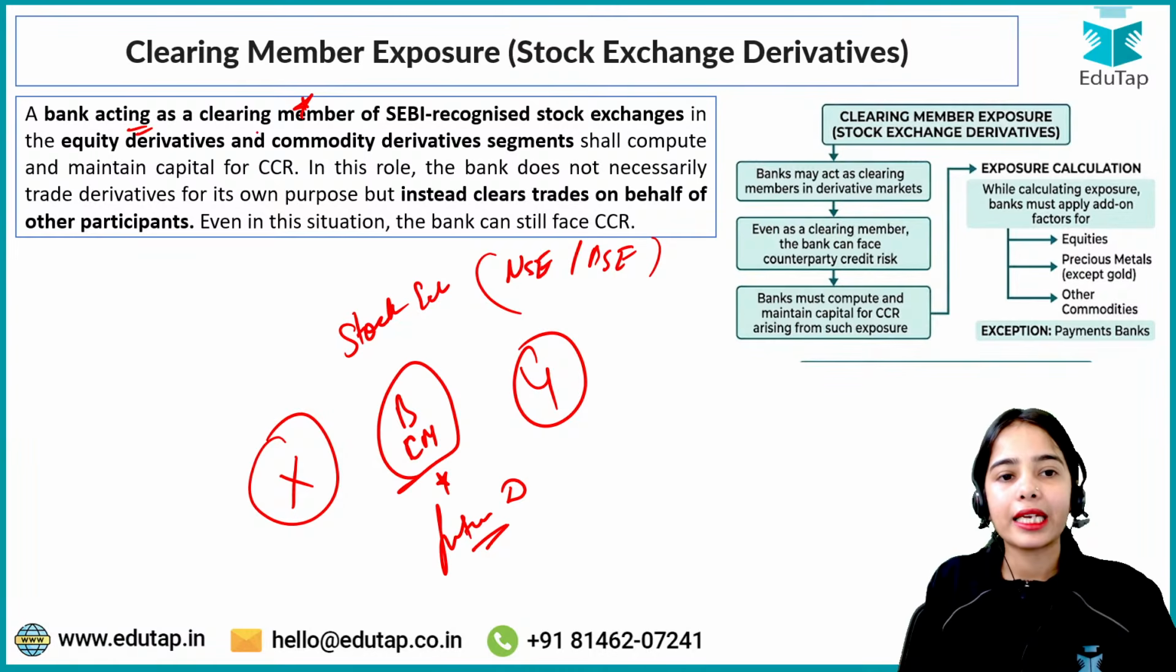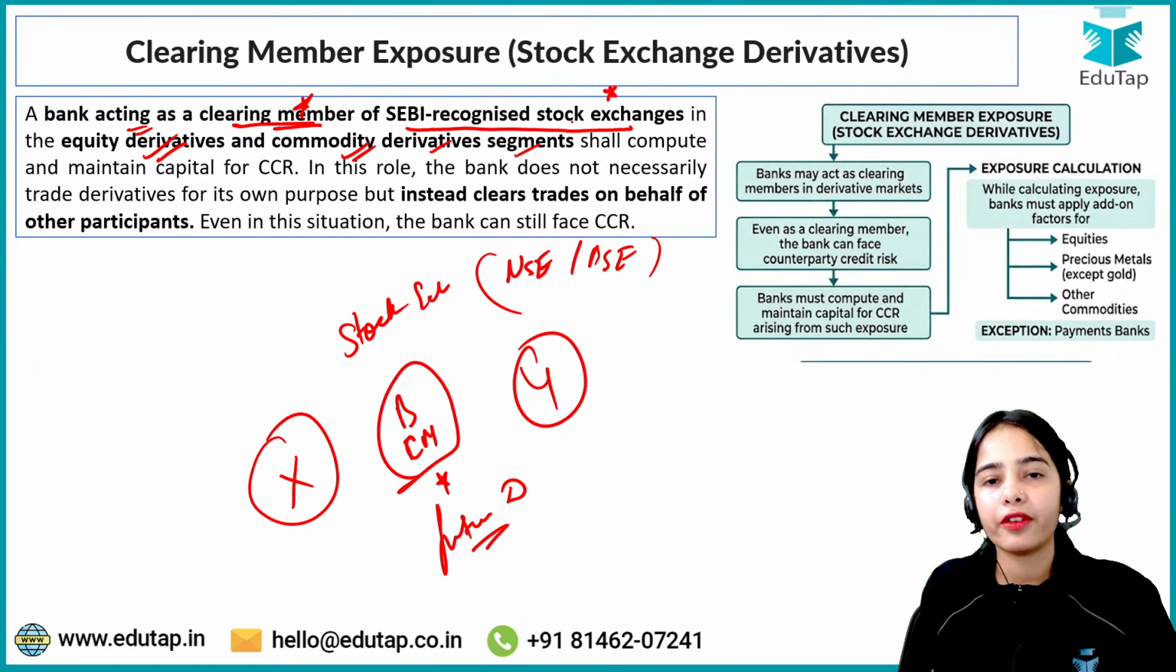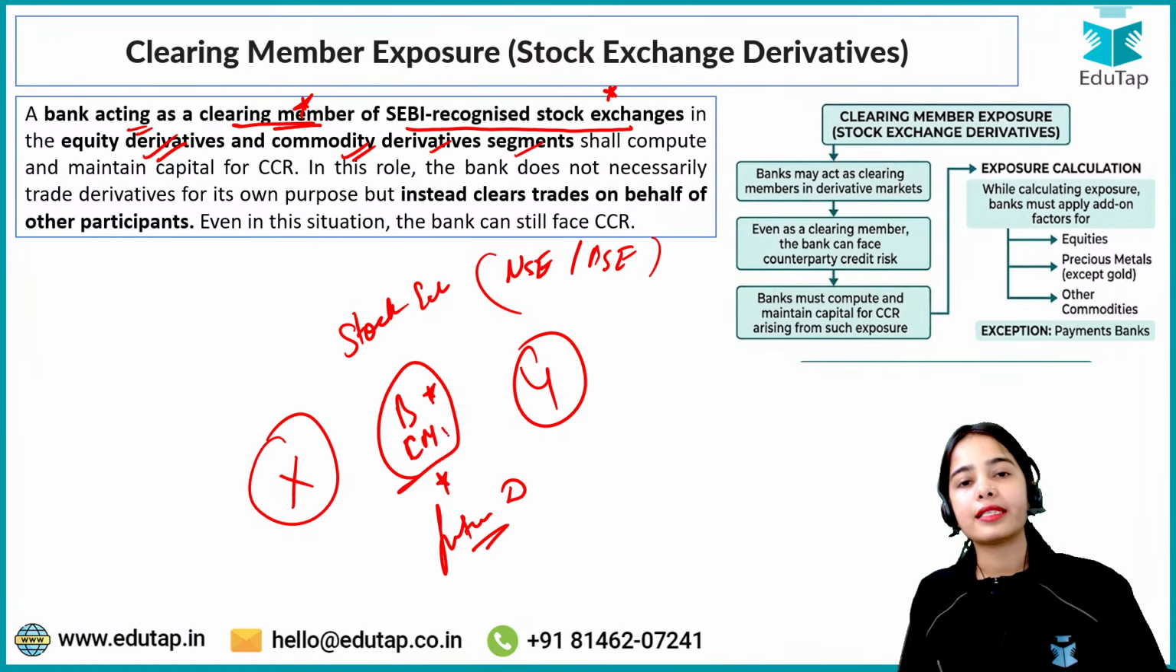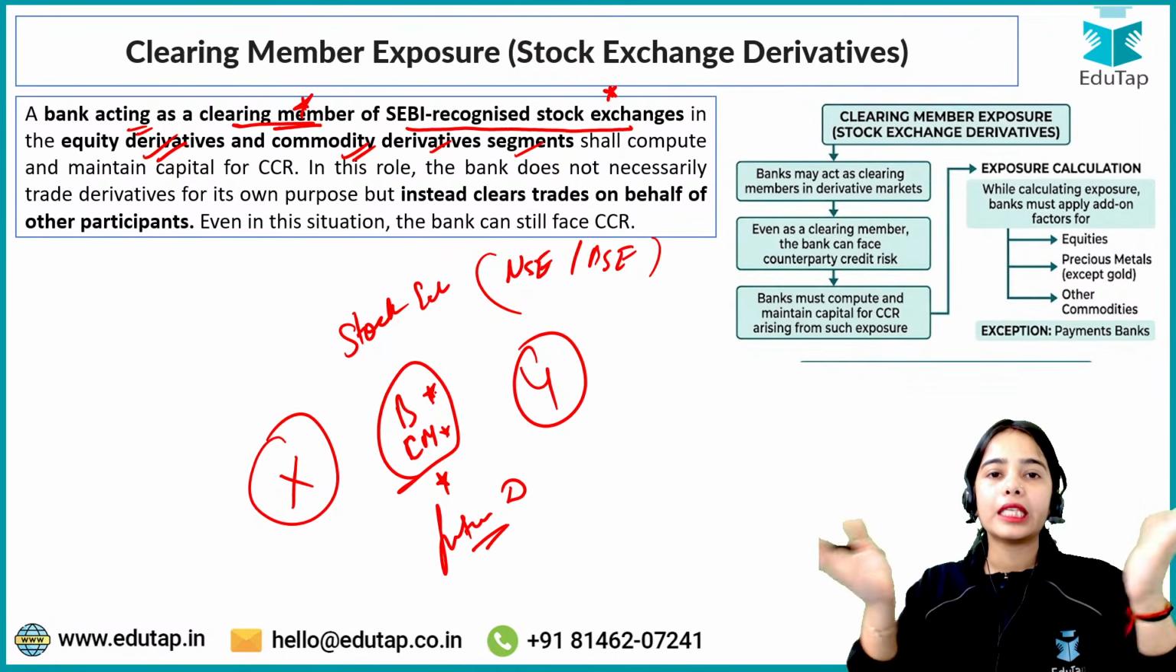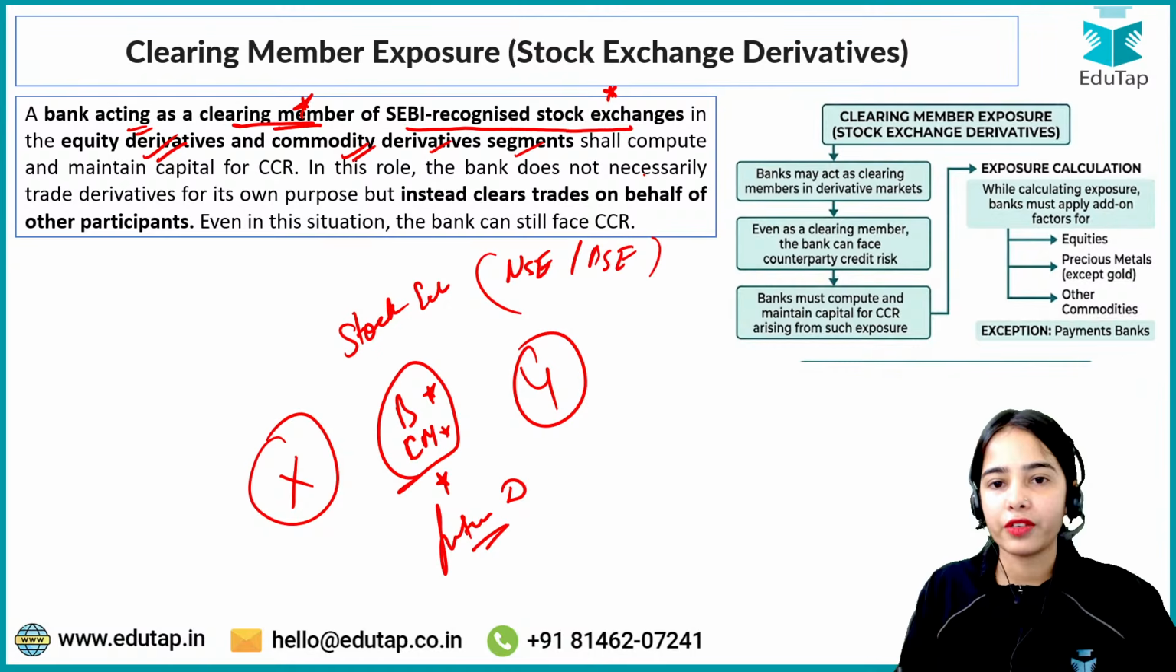So the bank is acting as a clearing member of the SEBI recognized stock exchanges in the equity derivatives and commodity derivative segment. Banks can act as the clearing member that clears and settles the trade between two parties in the equity derivatives or commodity derivative segment.